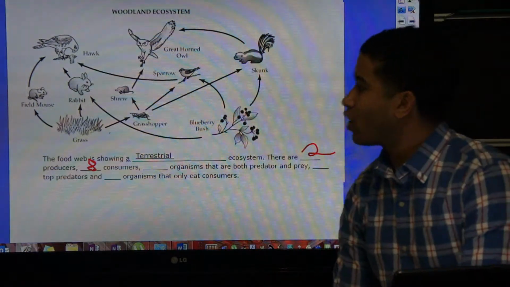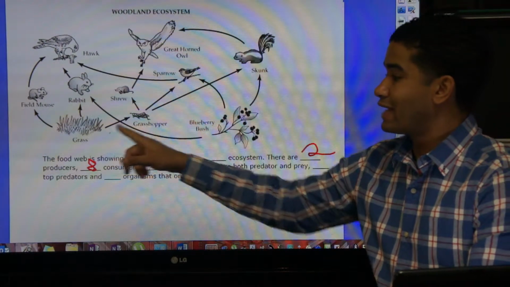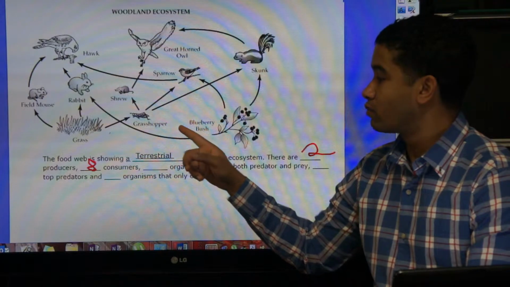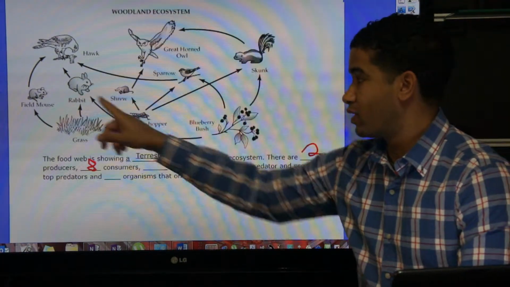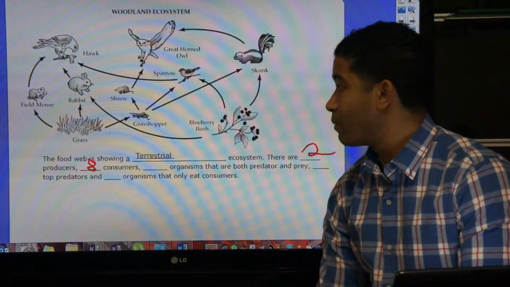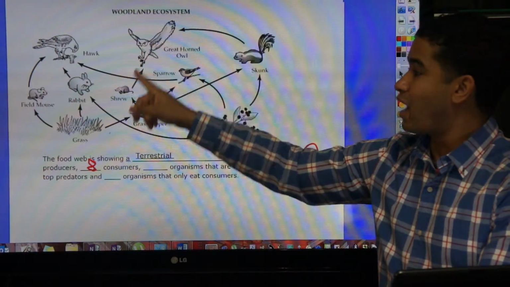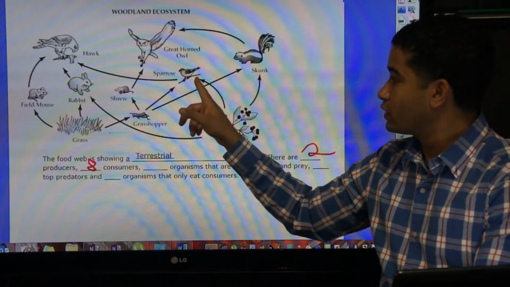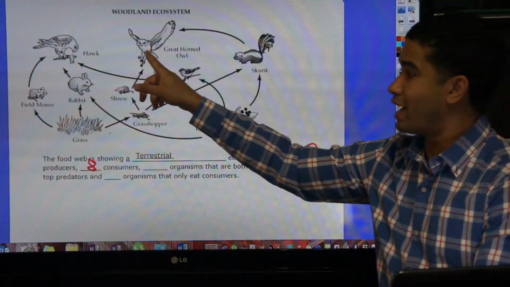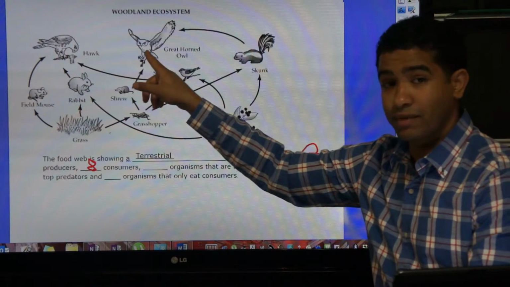Alright, organisms that are both predator and prey. Well, let's look at our organisms that are just prey. Ones that eat producers only, exclusively, are prey. So a grasshopper is a prey, not a predator. Rabbit is a prey, and the field mouse is also a prey, and not a predator. Now the shrew gets eaten by the owl, so that makes him a prey as well. The sparrow gets eaten by the hawk, he's a prey. The skunk also gets eaten by the owl. The energy of the skunk goes into the stomach of the owl.